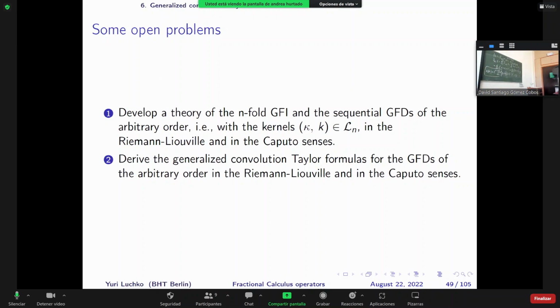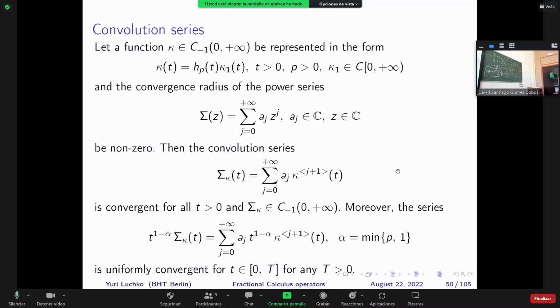Well, having derived the Taylor formulas, now let's consider the so-called convolution series. As I already said, it's a far-reaching generalization of the power law series, and power series are everywhere. You know that they are used in analysis, in differential equations, in applied mathematics, in numerical methods, everywhere. And here we have a useful, I think, generalization of the power law series, the so-called convolution series.